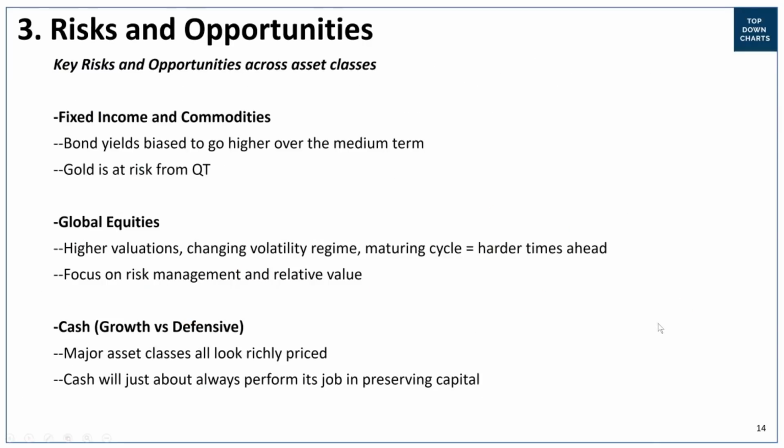And yeah, so that's about it. I'll just finish off with the conclusions for the risks and opportunities there. So fixed income and commodities: bond yields biased to go higher over the medium term. Gold is at risk from QT. Global equities have higher valuations, a changing volatility regime, and a maturing business cycle in the background, so that equals harder times ahead. And really that means that your focus on risk management needs to be on form at this point in the cycle. You need to have a plan, you need to have a process.